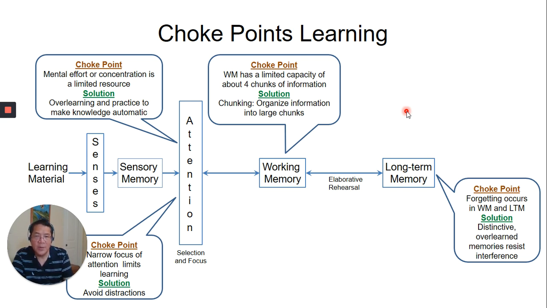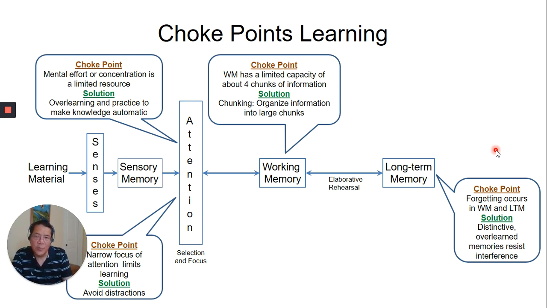The more distinctive your chunks or your memories are, the more resistant they are to forgetting. They're less likely to interfere with other kinds of memories, and they're going to be more resilient, more resistant to interference and forgetting. Another way of preventing forgetting is overlearning. The same thing we talked about back over here with mental effort and concentration. If you overlearn information, then that memory will be stronger and it'll be more resistant to forgetting. So there are 2 different ways of trying to prevent forgetting.